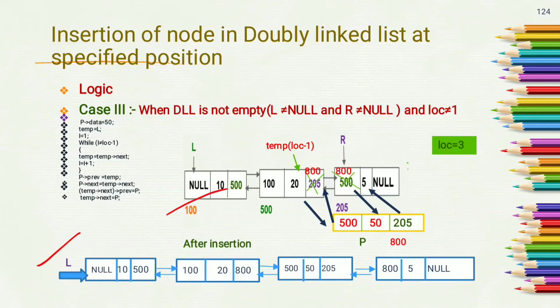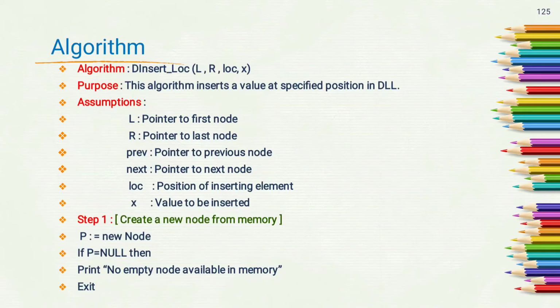First node containing value 10, second containing value 20, third containing value 50 and fourth containing value 5. Now how do we write the algorithm for it? First we have to write the algorithm, and the name of the algorithm is D insert underscore LOC. We require 4 parameters: L, R, LOC and X. The purpose of this algorithm is that it inserts a value at a specified location in a doubly linked list.